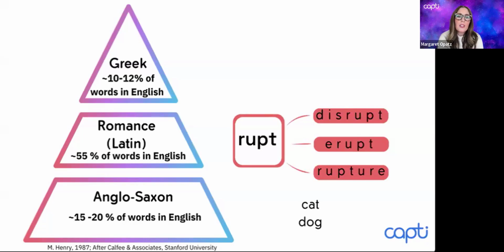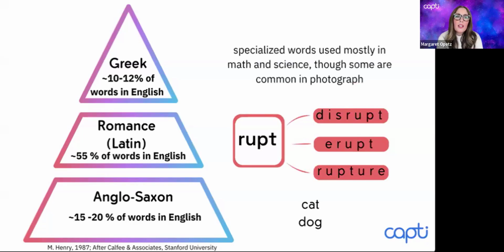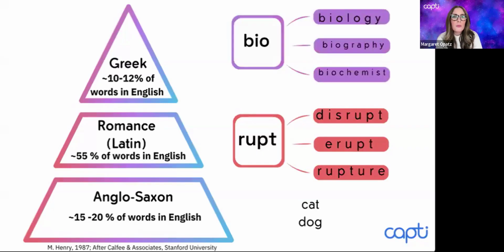12% of words in English. When we think about this layer, it's really those specialized words, most commonly used in math and science. We do have some that we use pretty frequently, like photograph, but they are typically more specialized to math and science. An example here would be the root bio, and how we can change the meaning based off of the context of the rest of the word.